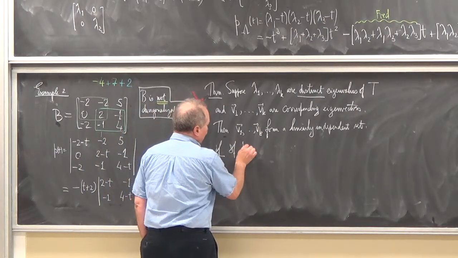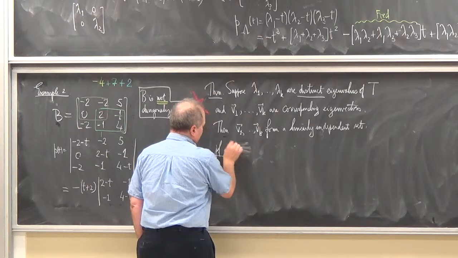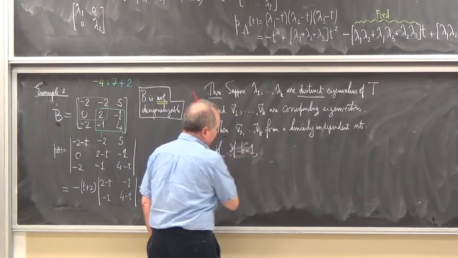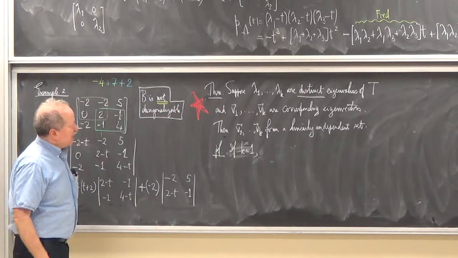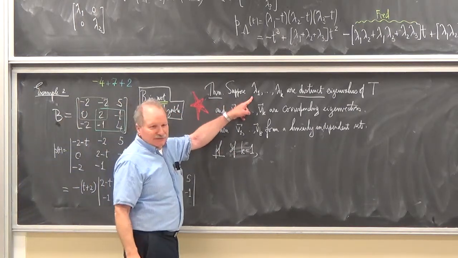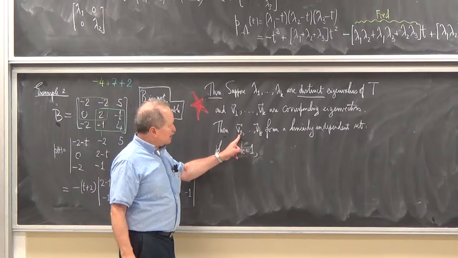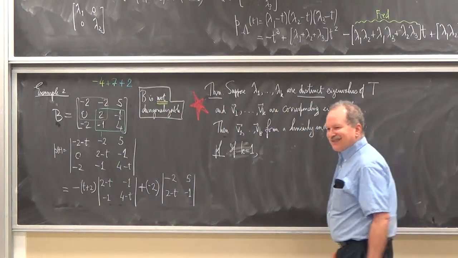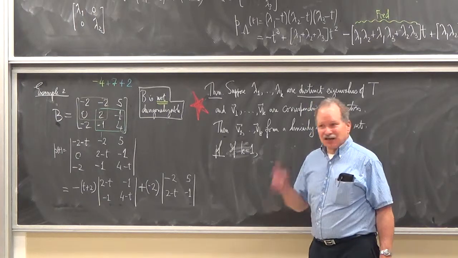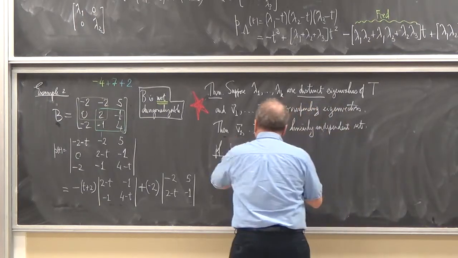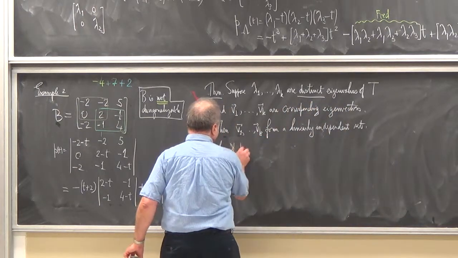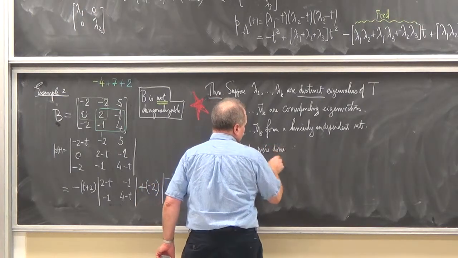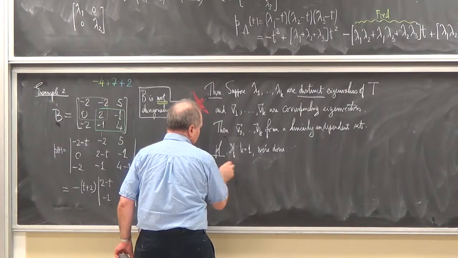If k is 1, what's true? If we have just one eigenvalue, you have one eigenvector, and what do you know about that vector? It's linearly independent, right? It's a non-zero vector. So if k equals 1, we're done.